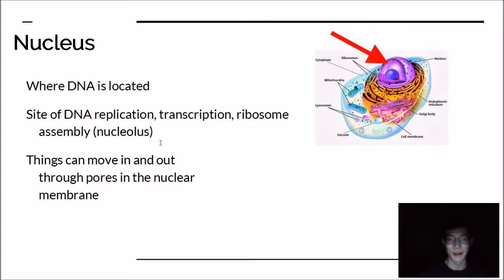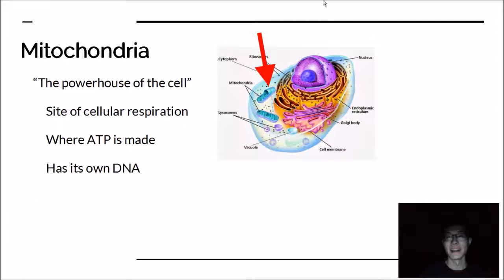Pretty straightforward, I think. The next one is a fan favorite, obviously, and that's the mitochondria. The mitochondria is known as the powerhouse of the cell, as we came to love it so much, and it makes all that energy that we need. It's also the site of cellular respiration, which makes that energy in the form of ATP. What's really fascinating about the mitochondria is that it has its own DNA.